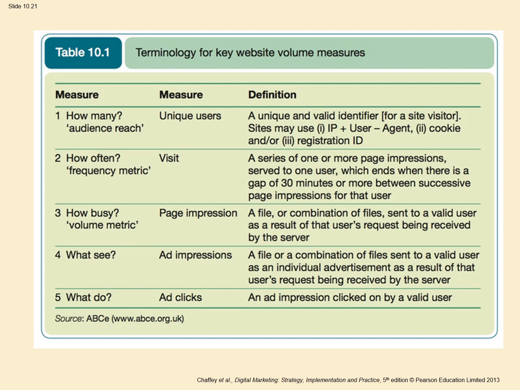If you would like to measure audience reach, then you can use unique users or unique visitors, and this is the definition. The frequency metric comes from the number of visits, how busy the site is comes from the page impressions, what visitors see is the ad impressions, and what they do you can see from the ad clicks. Here are all the definitions that you can read yourself later.